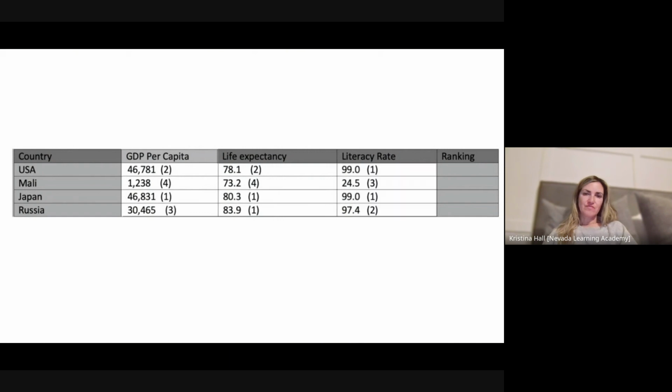And then you do the same thing with literacy rate. Sometimes countries will be the exact same. They might tie, and that's okay. There's nothing wrong with that. But as you go through this, you're going to end up having 3 numbers. You add those 3 numbers up, and they give you a raw score, and that's how you rank them. The lowest raw score is the country that has the highest standard of living. The highest raw score is the country that has the worst standard of living.